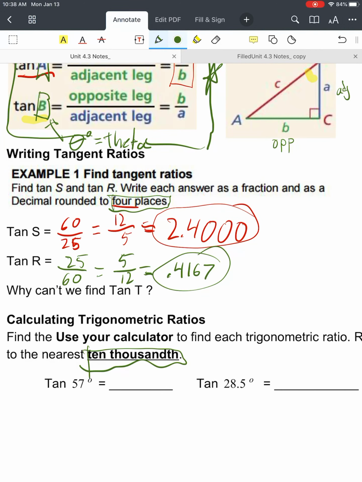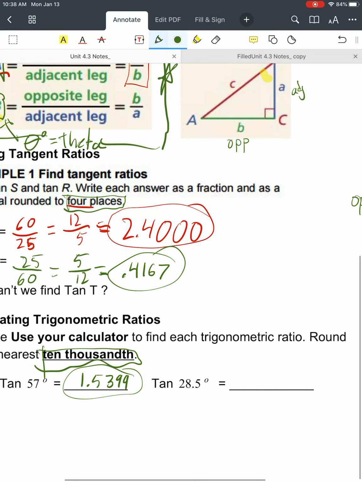Do our tangent of 57. So go ahead and hit, some calculators you might have to hit the tangent button first and then hit 57, enter. Some calculators you might have to hit 57 tangent, and then your answer will pop up of 1.5399. Again, we're just rounding to 4 decimal places. So if you didn't get that answer, make sure you check your mode. Just make sure that there's a degree or a D or something indicating you're in degree mode on your calculator.